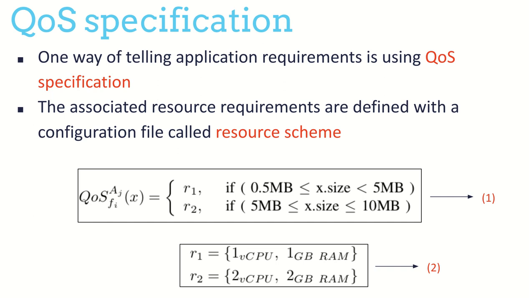So one way of telling the application requirements is using QoS specification. Let's take an example. Equation 1 indicates a sample QoS specification. It says that the function fi should be executed with resource scheme R1 if the size of the image is between 500 KB and 5 MB, and it should be executed with resource scheme R2 if it is between 5 MB and 10 MB. The resource schemes themselves can be independently defined using a resource scheme file. Here R1 has 1 vCPU and 1 GB RAM. This resource scheme can be naturally extended to include other resources such as network bandwidth and so on.